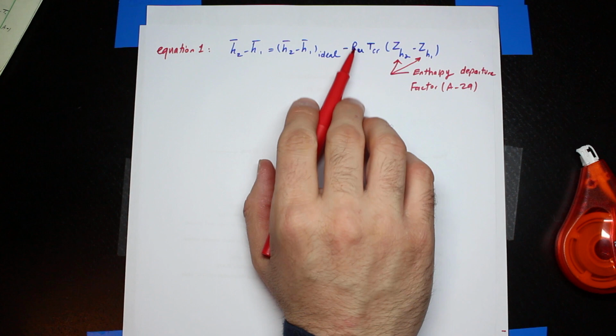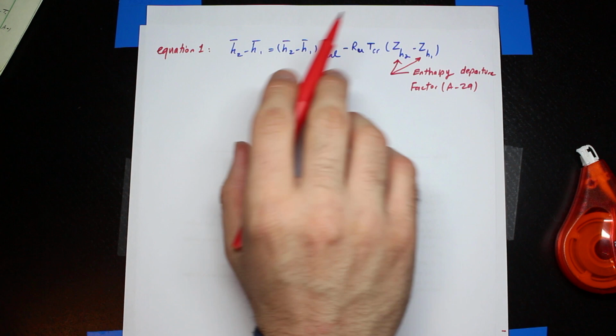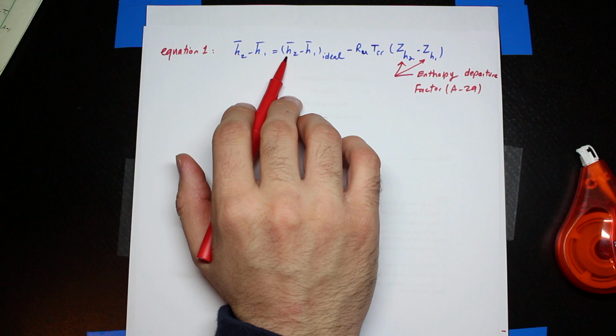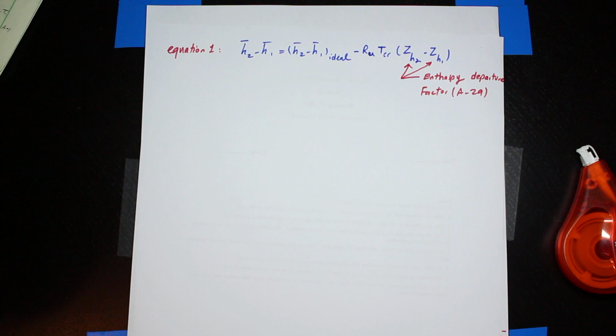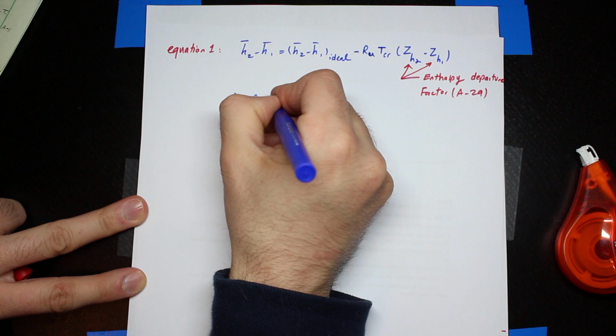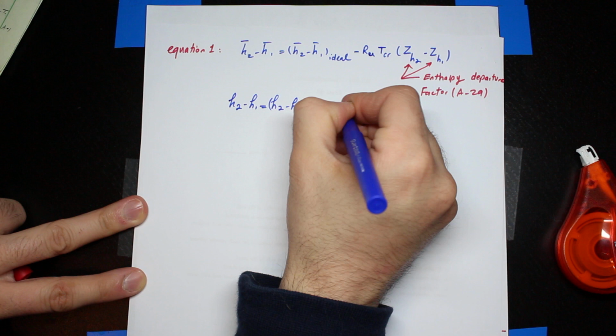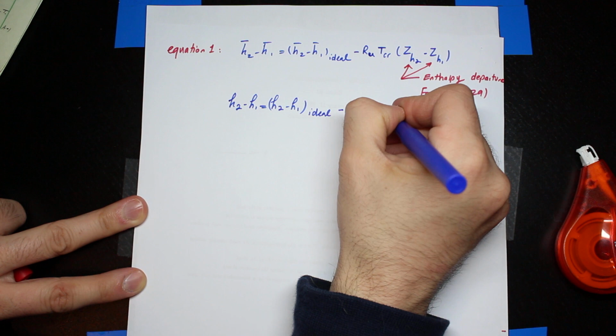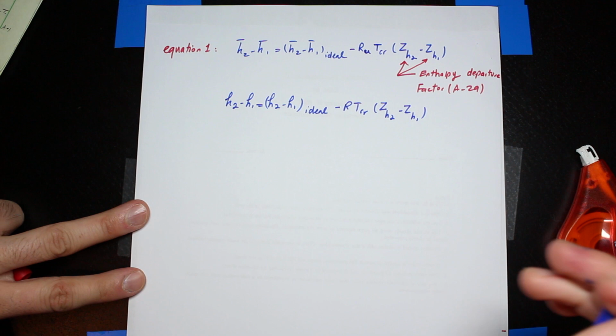This is the critical temperature. So basically, this equation says the change in enthalpy for a real gas is the change in enthalpy for an ideal gas minus this value. Okay? The other equation that we probably use even more is the same thing but without the bars. And that is H2 minus H1 equal to H2 minus H1 of ideal gas minus R T critical ZH2 minus ZH1.